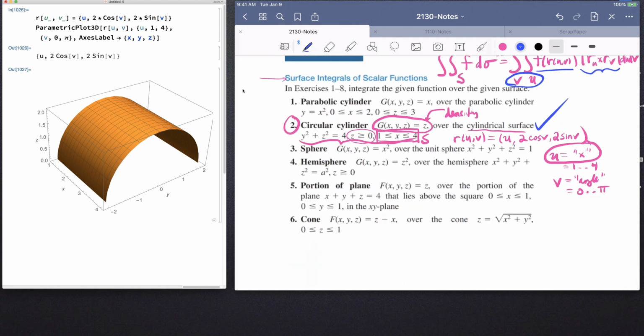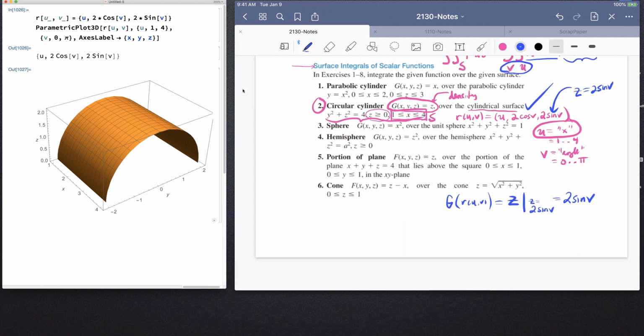We then need to find the density function evaluated at those points on the surface. We can see here that z is equal to 2 sine of v. Since our density function was z, we needed to evaluate it at those points on the cylinder, which was z equals 2 sine of v. So our density function is 2 sine of v.